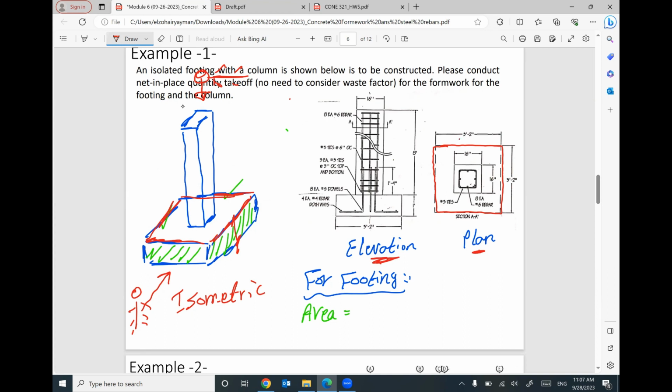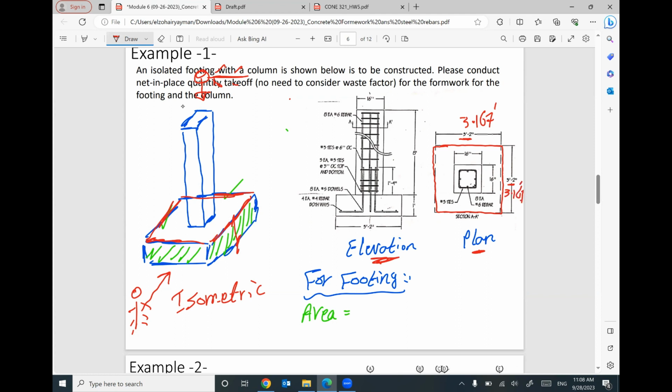This side is 3 feet and 2 inches, and this side is 3 feet and 2 inches. First of all, I cannot use 3 feet and 2 inches. I have to convert it to a decimal number. So 2 inches divided by 12 will give you a decimal. So this side will be 3.167 feet.